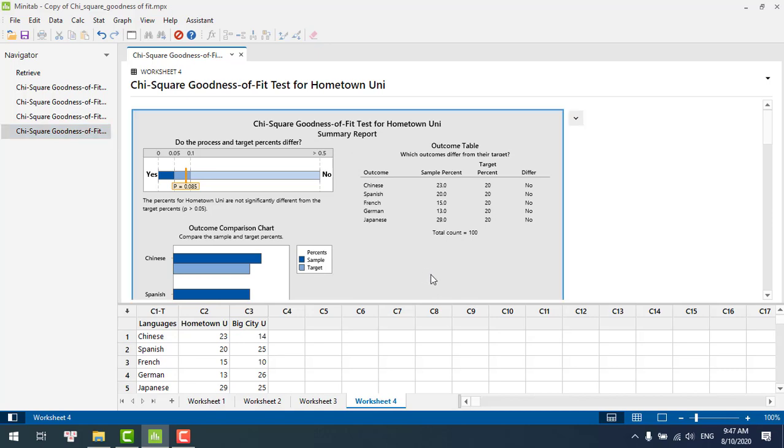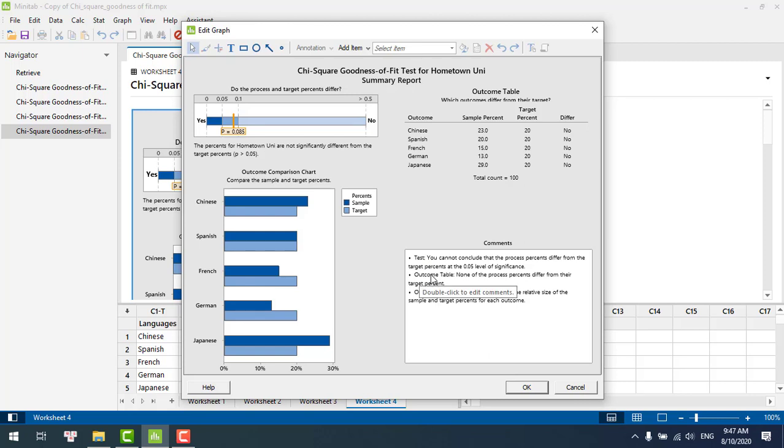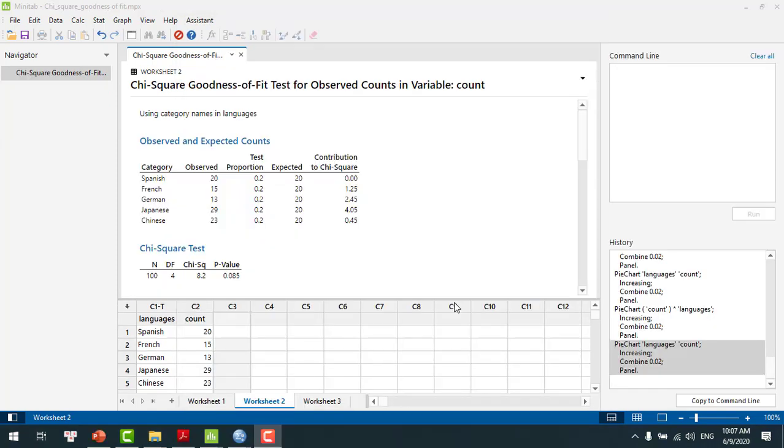Here we have the same chart that we got before, but now we have it horizontally, and you can see then that the sample is the blue one, and the target, the 20%, is the lighter blue. Now, they don't look like they're the same, but statistically, the program has determined that they are actually distributed evenly.